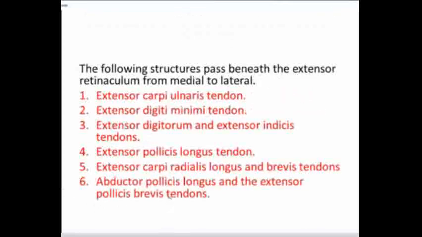Second group, these are structures that pass beneath the extensor retinaculum or deep to the extensor retinaculum, and they are arranged from medial to lateral. First, extensor carpi ulnaris tendon; second, extensor digiti minimi tendon; third, extensor digitorum and extensor indicis tendon; fourth, extensor pollicis longus tendon; fifth, extensor carpi radialis longus and brevis tendon; and sixth, abductor pollicis longus and extensor pollicis brevis tendons.